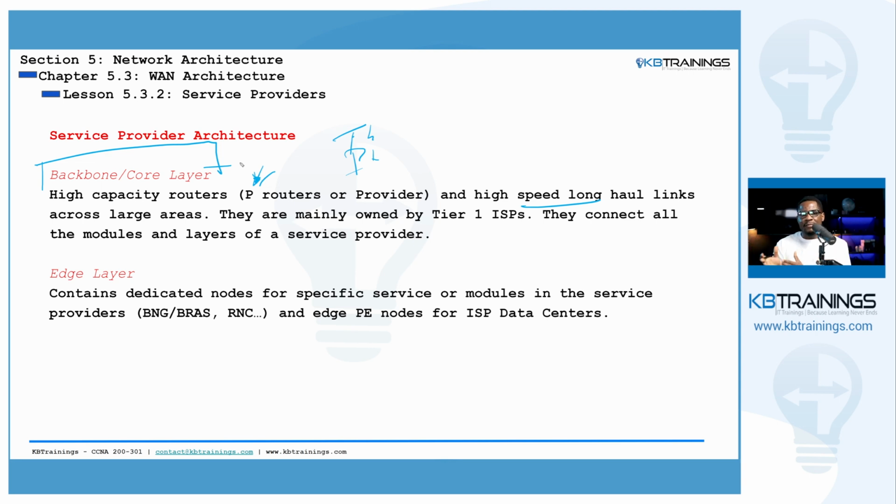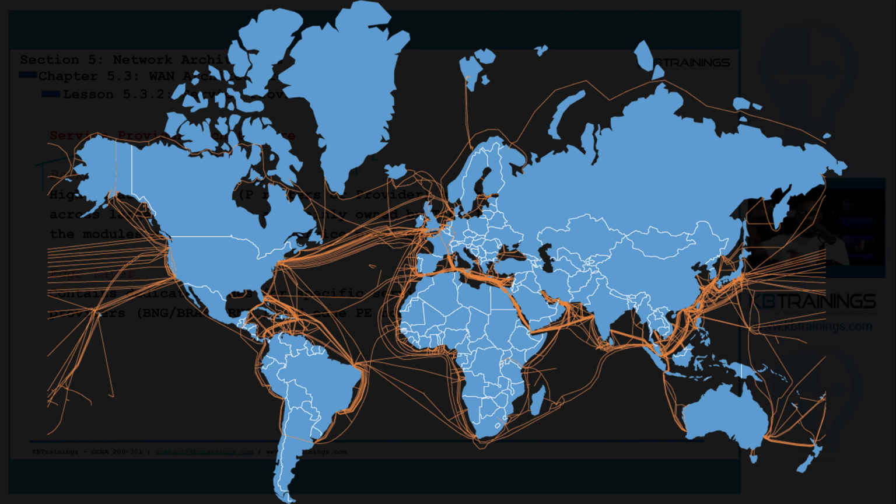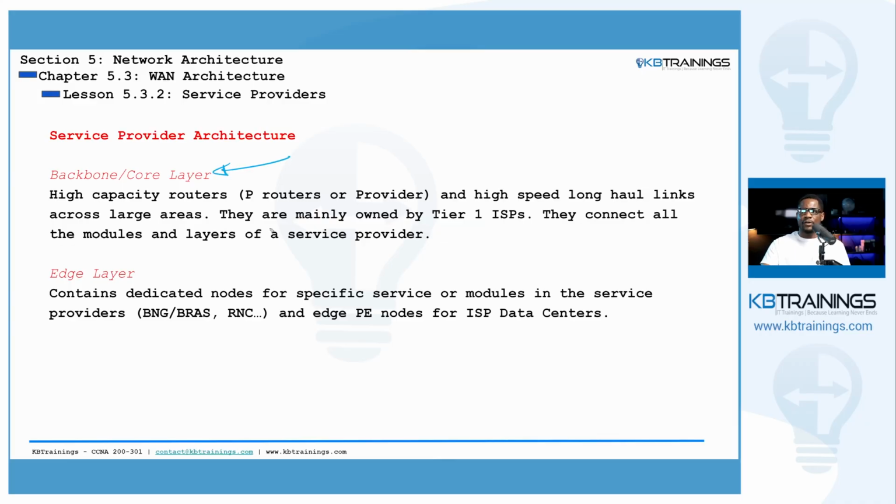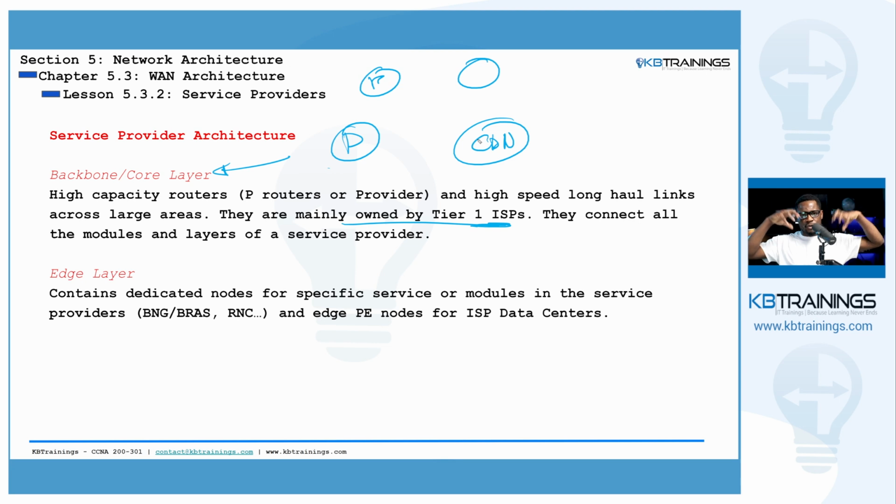have those fibers laid down across the Atlantic or across the Indian Ocean, and they can access many countries around the world. So backbone and core layers are usually owned by tier 1 ISPs, and they connect all the modules and layers of service providers. By module, again, I talk about maybe the peering module or the edge module or the data center module, where they have all the data centers connected, or the CDN modules, or different small sections of the ISPs connected to the core, and the traffic can go from a region to a different region through the core.